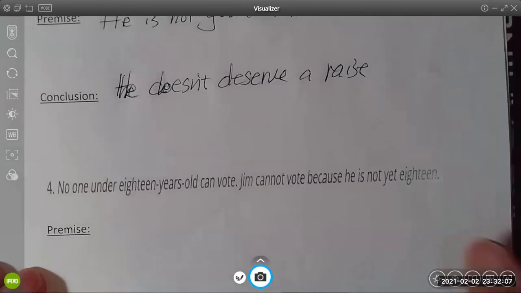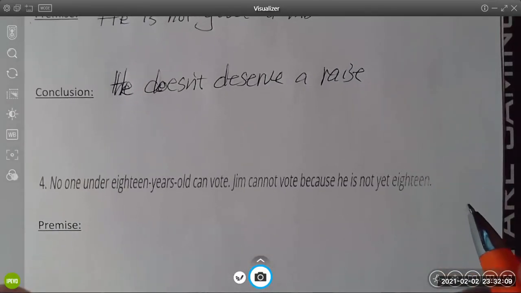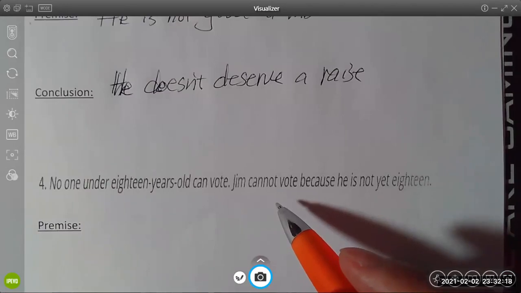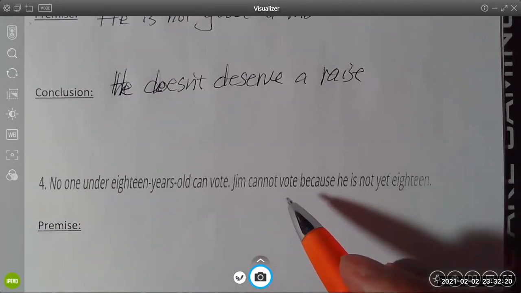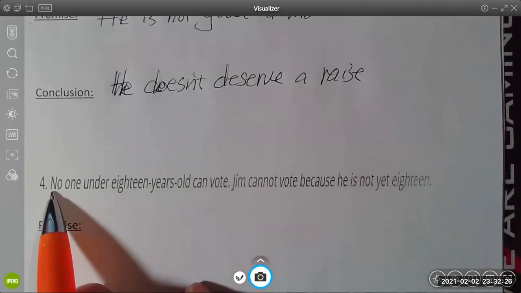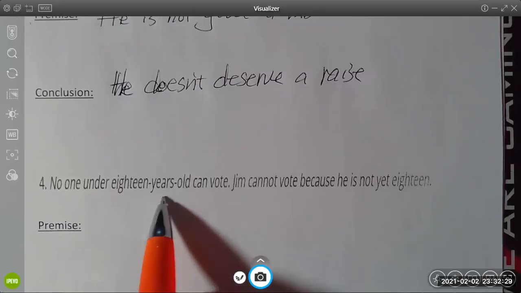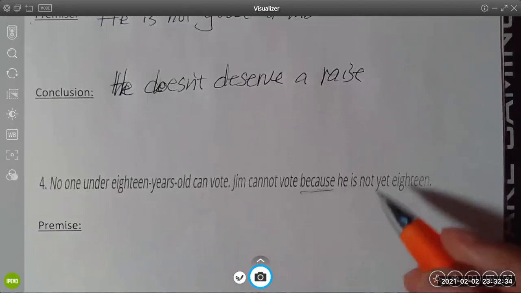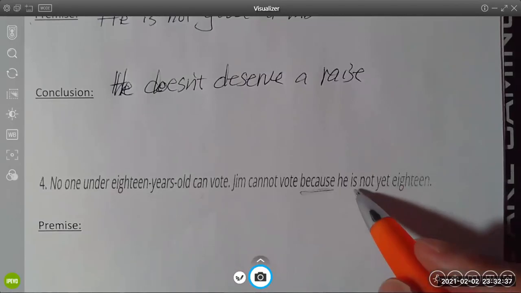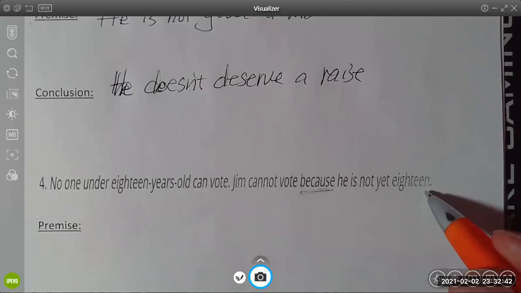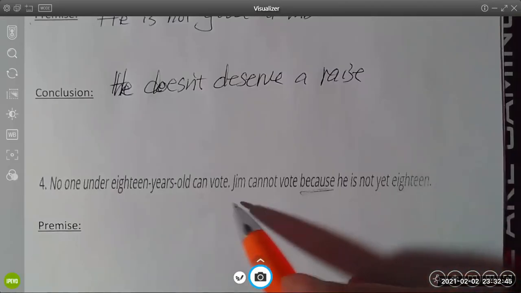Now let's look at our number 4 example. No one under 18 years old can vote. It's like a condition. Premise is like Jim cannot vote because he's not yet 18. So let's look at that. This is like a condition. No one under 18 years old can vote. And now because it's part of reason, premise or reasons, because Jim is not 18 years old yet. That means he's still under 18 years old. The conclusion is that Jim cannot vote.